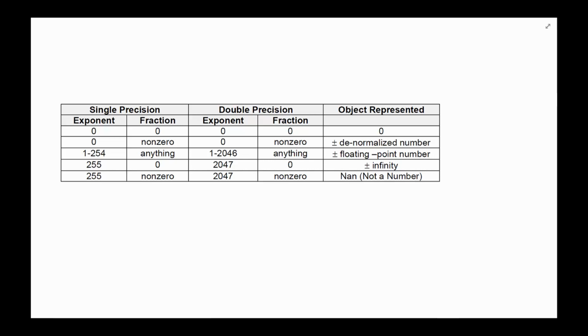If that case happens, this is just an indication that this is not a real number. And if your fraction happens to be 0, then that's an indication of infinity, the representation of infinity in computers. Other than that, it will be normal numbers. That brings us to the end of this overview of single precision and double precision.